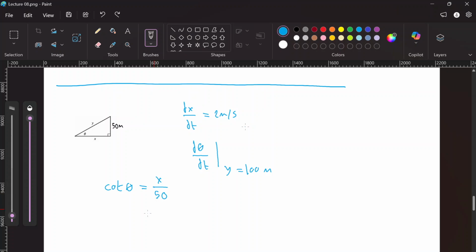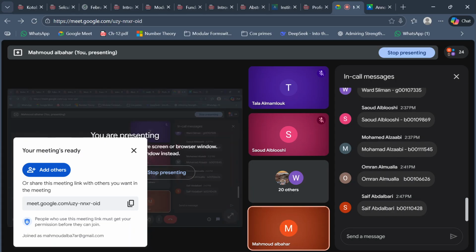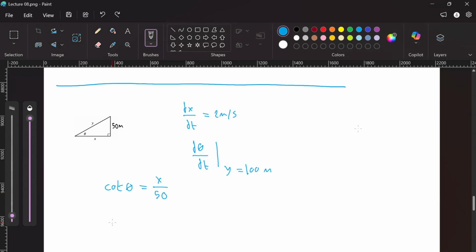Now, what's the derivative of cotangent theta? Umran, do you hear me? Saif? Muhammad? Okay, Yusuf. Is it minus cosecant squared? Yes, so minus cosecant squared theta d theta over dt equals what?